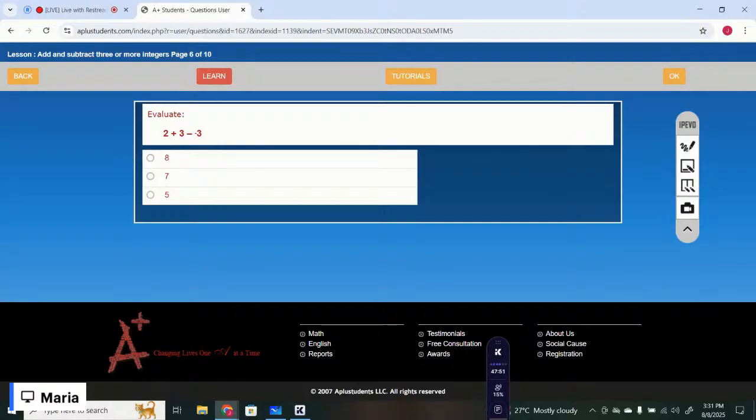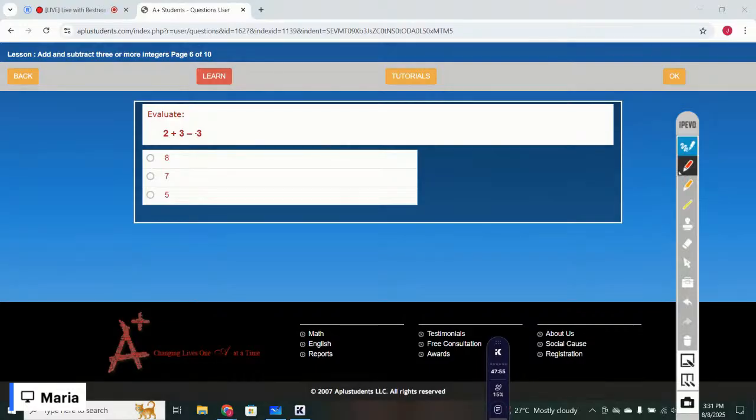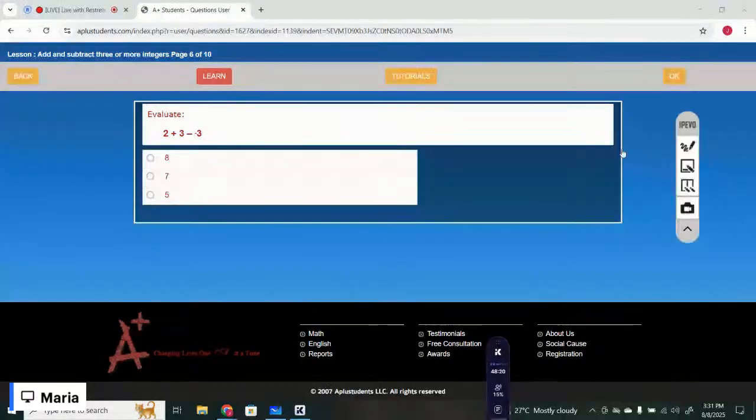Two plus 3 minus -3. So 2 plus 3, and minus -3 means you need to add. 8. Option number 1 is the correct option.